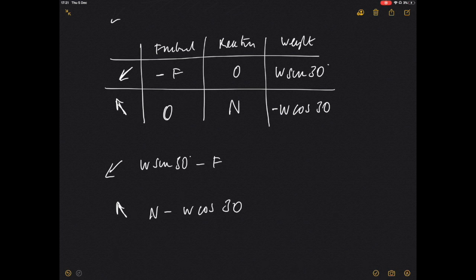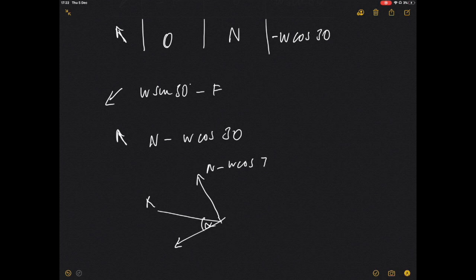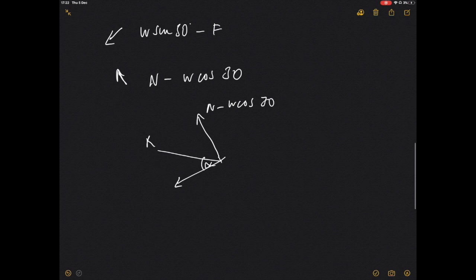Okay, so if we wanted to now calculate the resultants of these, well, this would be quite simple because we just have a triangle. Our triangle looks a little bit like this. Where we have our two components, which we've worked in both directions, if we wanted to calculate the resultant force here, and our angle, we just use the same process as what we did earlier. So our normal force going up here is N minus W cos 30. And here we have W sine 30 minus F.